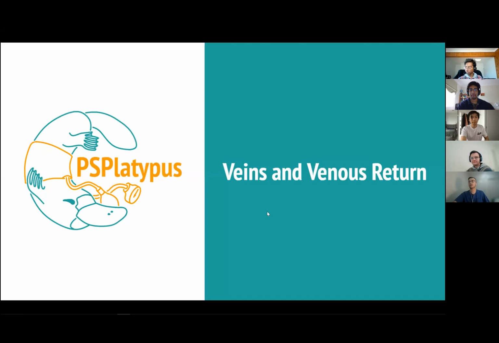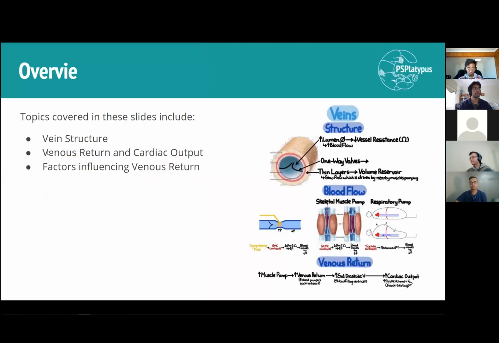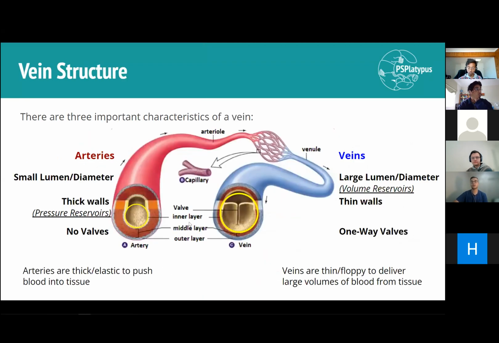Perfect. So with veins and venous return, we're only going to be looking at 3 areas: vein structure, venous return and cardiac output, and factors influencing venous return. I've got a bit of an overview on the right-hand side from the notes I made last year, but we'll go into more detail in the next few slides. We're going to start off with vein structure.